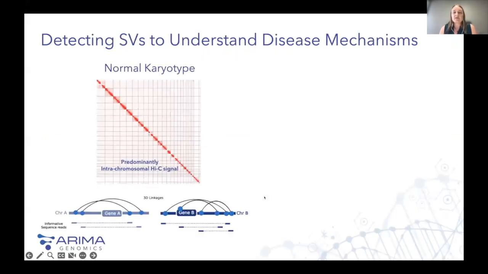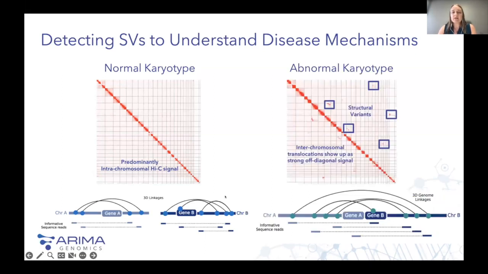Now to show you what this signal looks like in real Hi-C data, on the left, I'm showing again a normal cell line, and we see again that the interactions are primarily within the same chromosomes. By contrast, in a cancer cell line, we can see a very distinctive off-diagonal signal. So each one of these squares here is highlighting a 3D linkage or structural variant between chromosomes that is not present in the normal sample. And you can see how that amplification of the fusion signal around a breakpoint results in this very clear pattern that we can easily detect to identify gene fusions and other structural variants.